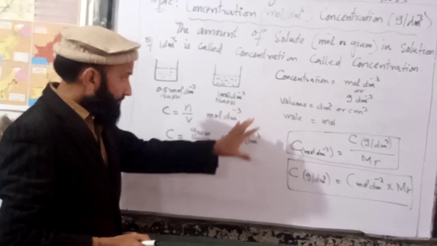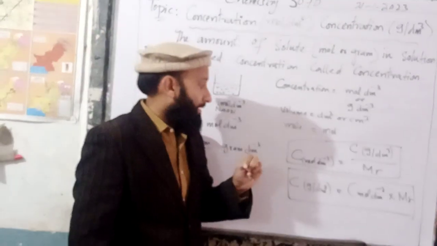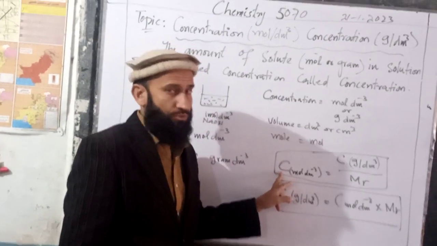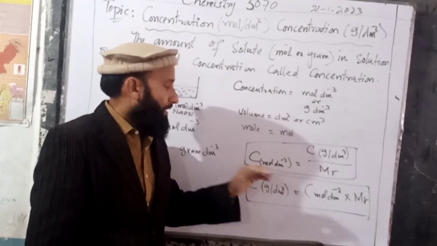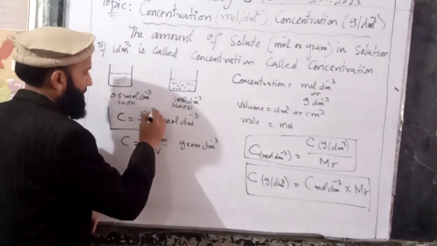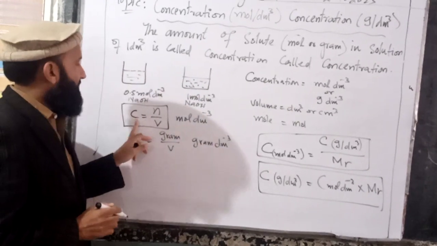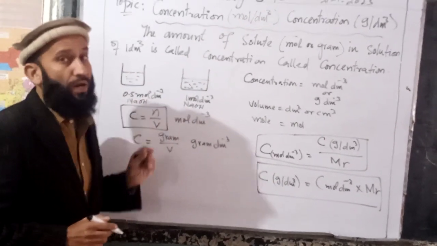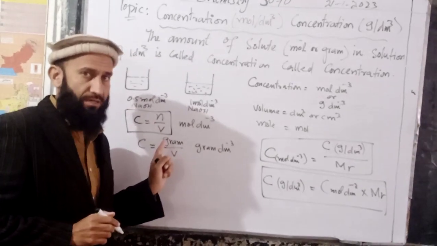Now here are two equations by which we can find the concentration: concentration in mole per dm cube and concentration in gram per dm cube. Look at this equation. This is a very well known equation. Concentration is equal to mole over volume, n by V. This is a very important equation.